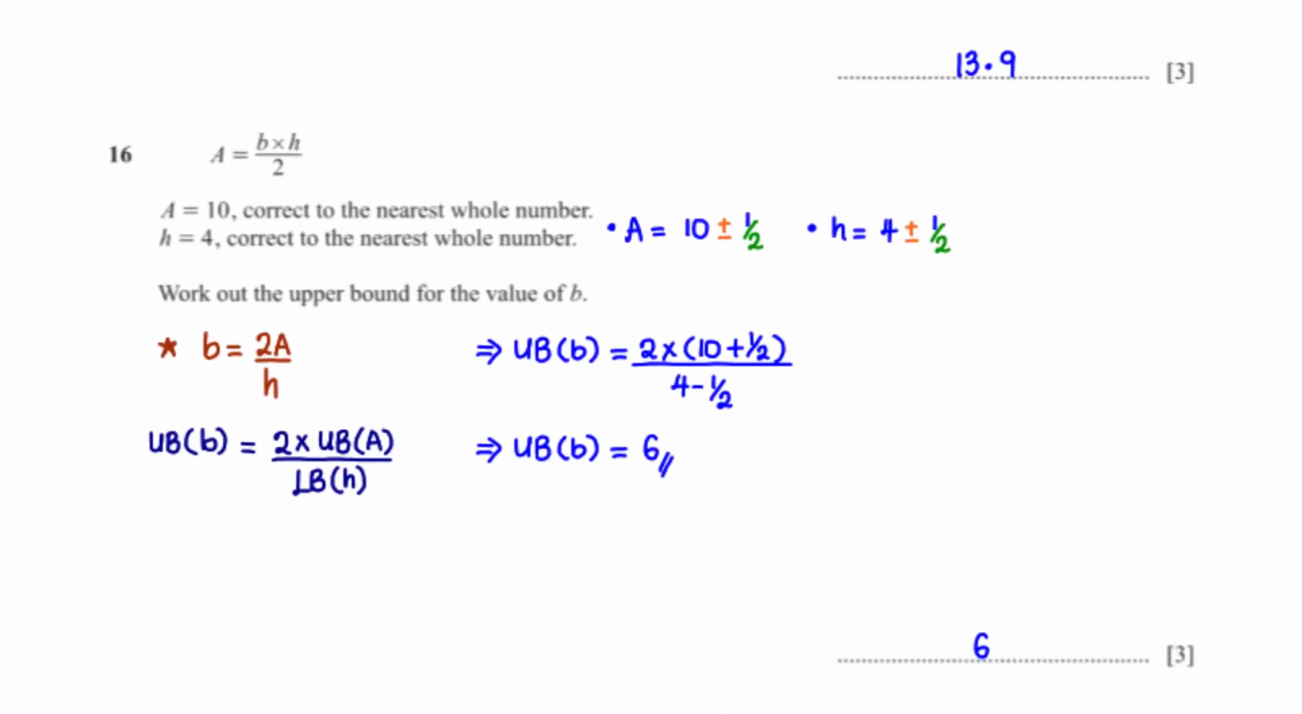A equals B times H divided by 2. A equals 10, correct to the nearest whole number. H equals 4, correct to the nearest whole number. Work out the upper bound for the value of B.